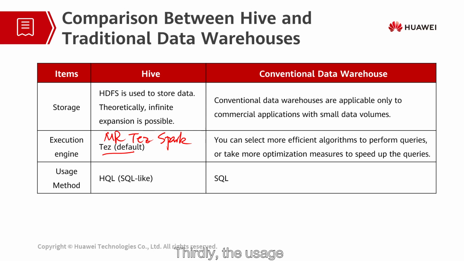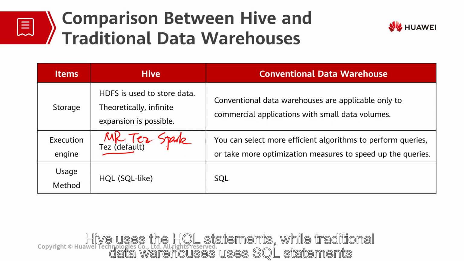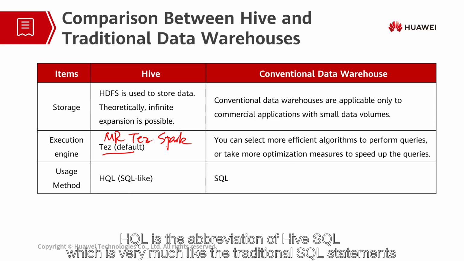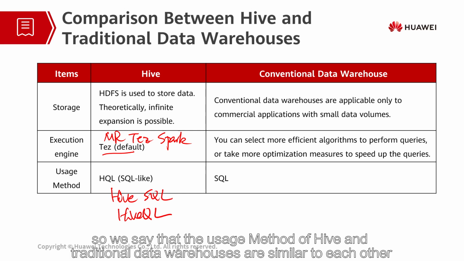Thirdly, the usage. Hive uses HQL statements, while traditional data warehouses use normal SQL statements. HQL is the abbreviation of Hive SQL or Hive QL, which is very much like the traditional SQL statements. So we say that the usage methods of Hive and traditional data warehouses are similar to each other.